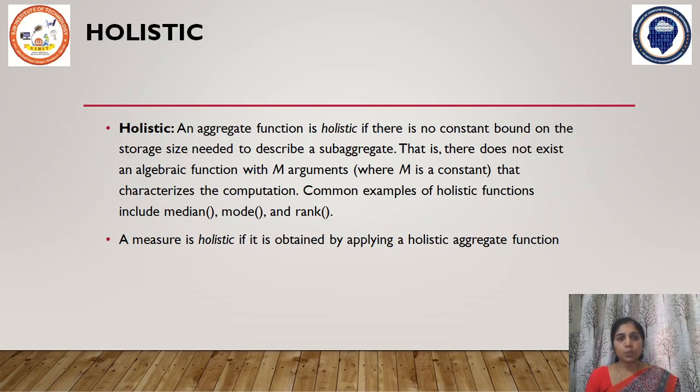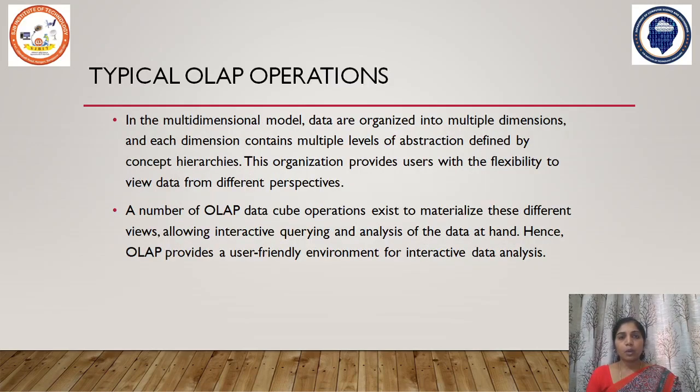Typical OLAP operations. In the multidimensional model, data are organized into multiple dimensions. Each dimension contains multiple levels of abstraction defined by concept hierarchies. This organization provides users with the flexibility to view the data from different perspectives. The OLAP operations are roll up, drill down, slice and dice. You can see here the roll up operation. It performs aggregation on the data cube either by climbing up the concept hierarchy for a dimension or by dimension reduction.